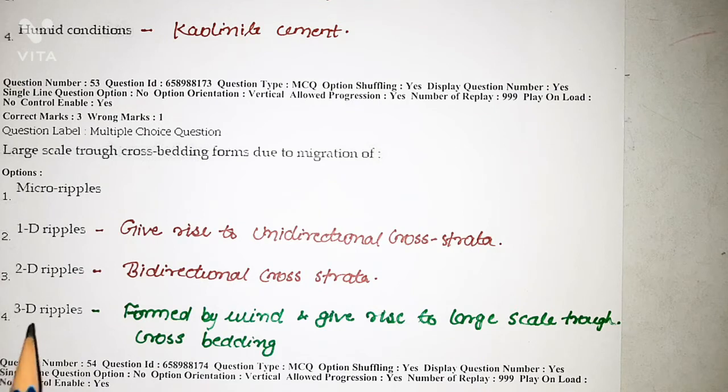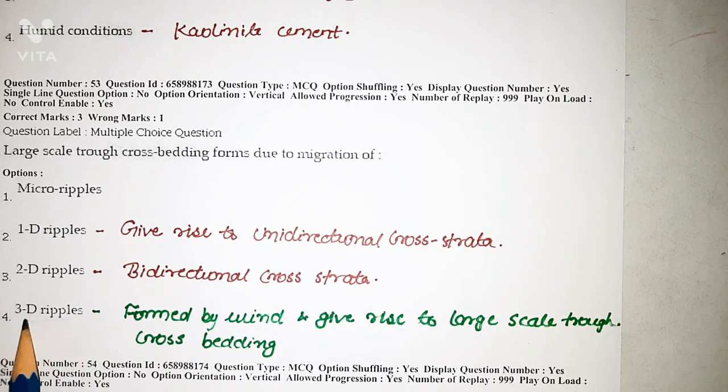Now coming to 3D ripples, I have told you that large scale trough cross bedding is formed by aeolian ripples, and these are characterized by multi-directional ripples, that is 3D ripples. So these 3D ripples are responsible for the formation of large scale trough cross bedding. So the correct answer will be 3D ripples.